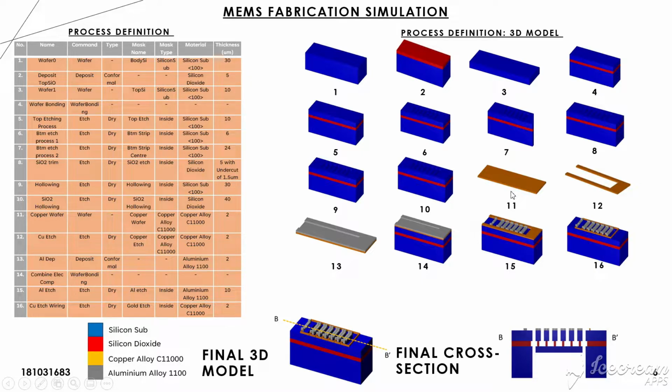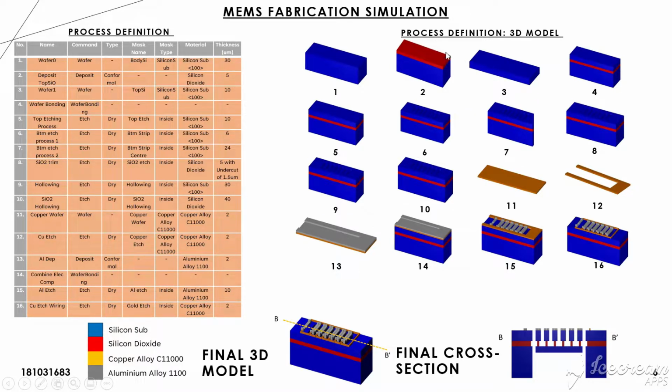Currently, I would like to talk about the MEMS fabrication simulation. The process definition of this project consists of 16 different processes, and there are 2 processes dedicated to wafer bonding. The blue color is the silicon substrate, the red color is the silicon dioxide, the yellow color is the copper alloy, and the gray color is the aluminum alloy.